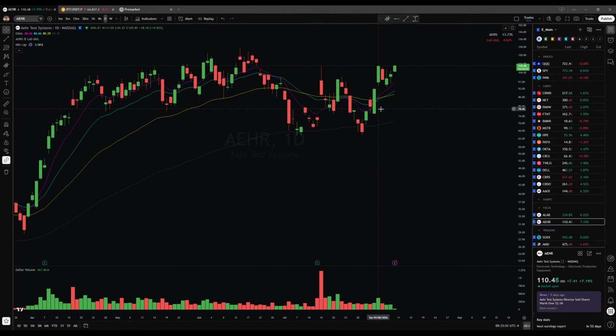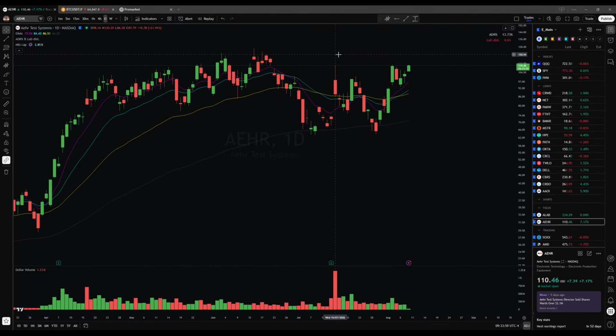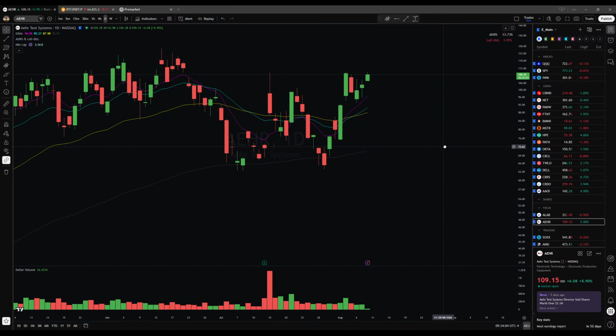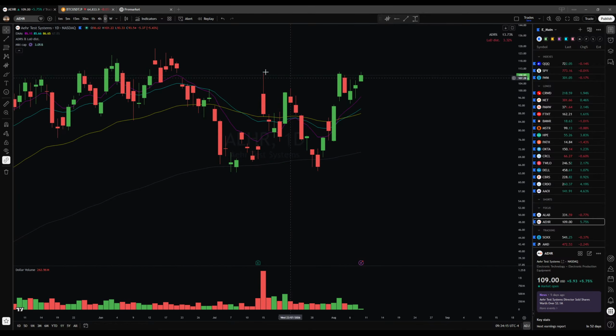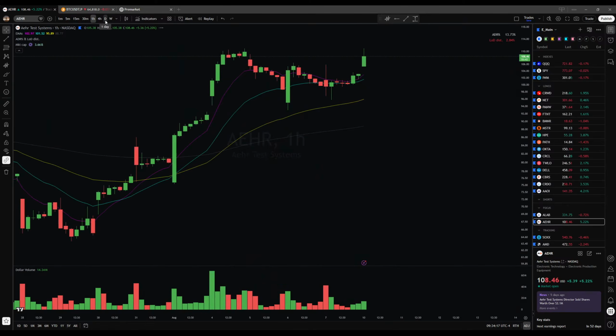So this is kind of like my approach or my style. I don't want to take unnecessary risks or fair trades, not a really good trade.